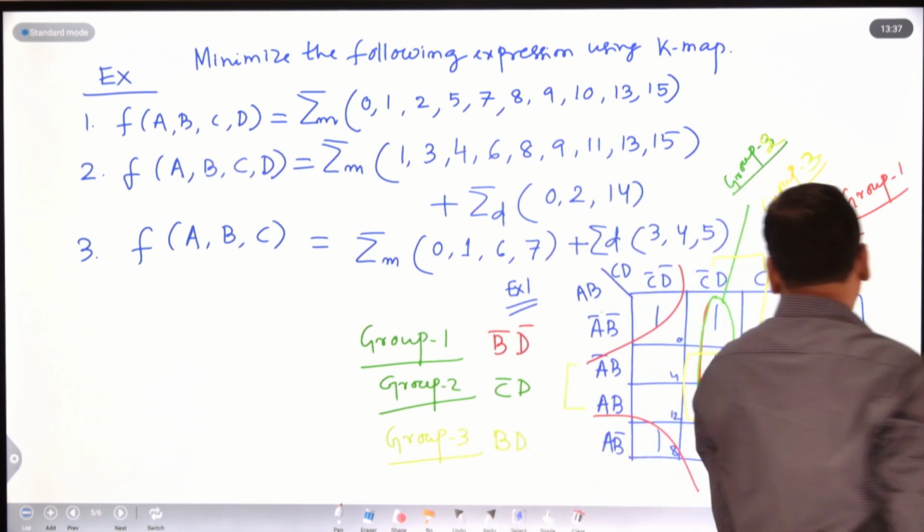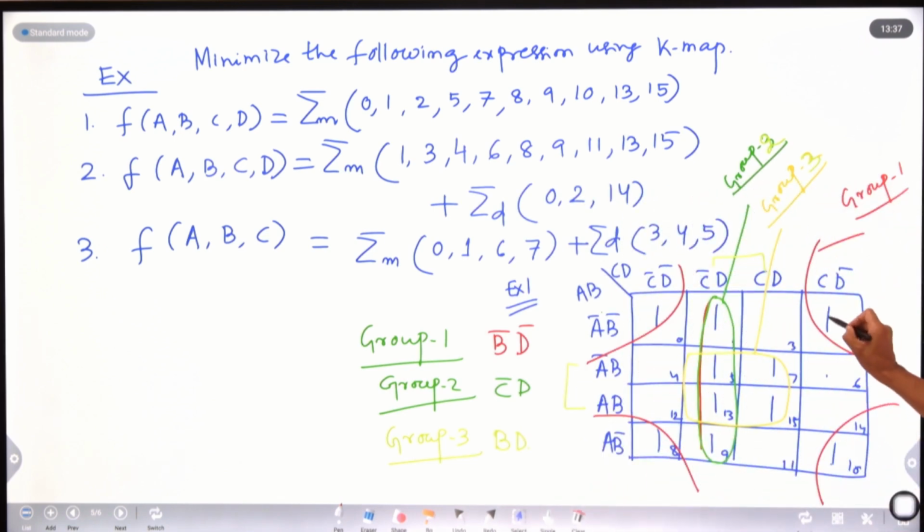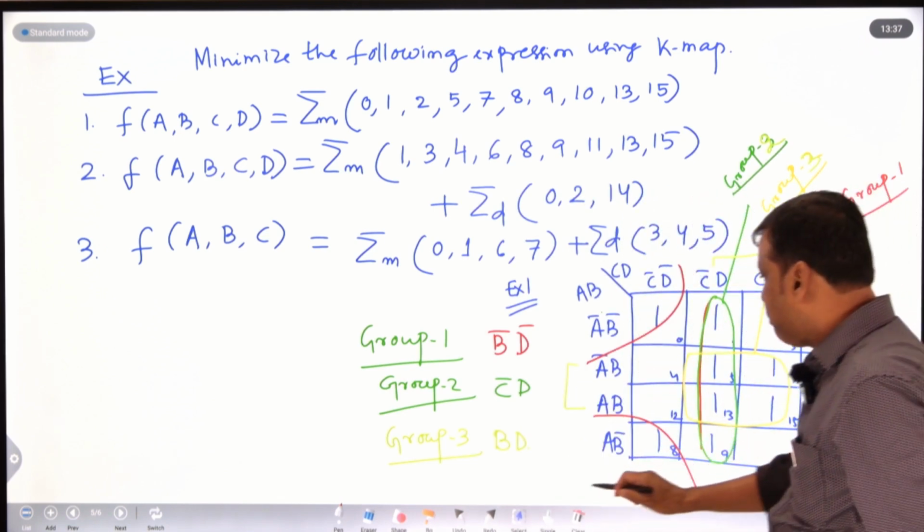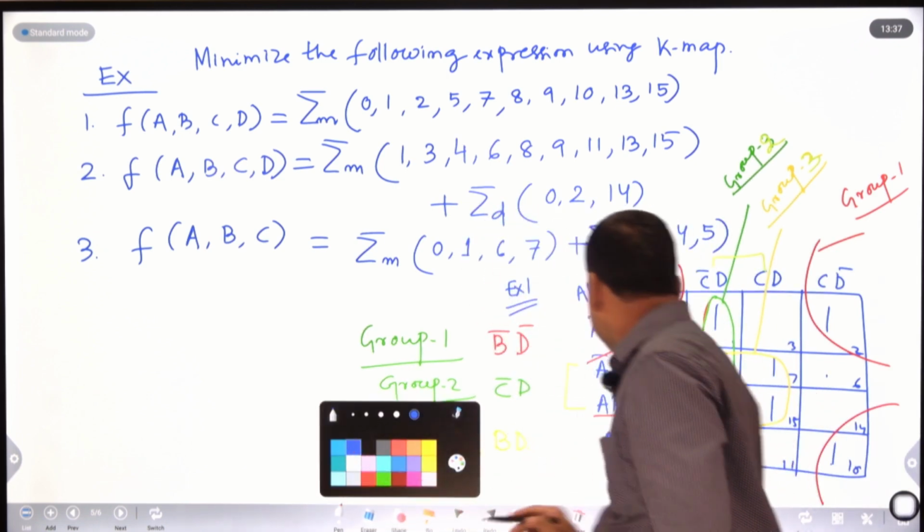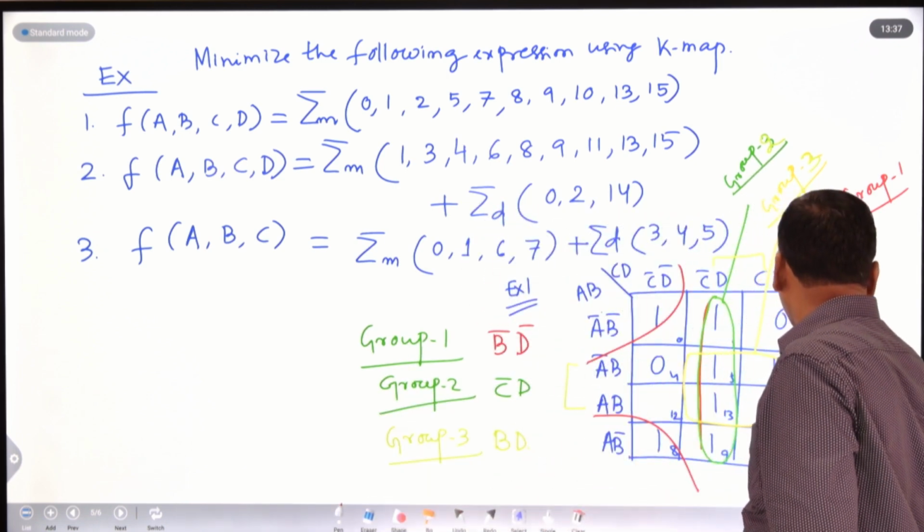Again, in the remaining squares, you can put 0s. So these are the 1s, and these are the 0s.